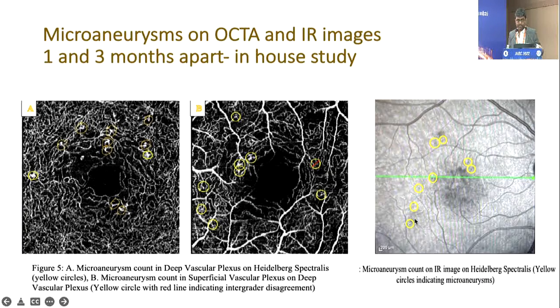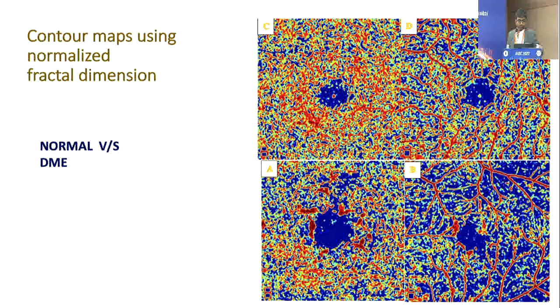So we did an in-house study wherein we compared these aneurysms across two machines, between OptoView and Spectralis. Spectralis obviously has more B-scans. So somehow we found more aneurysms in Spectralis when compared to OptoView. So this is what we have in-house.